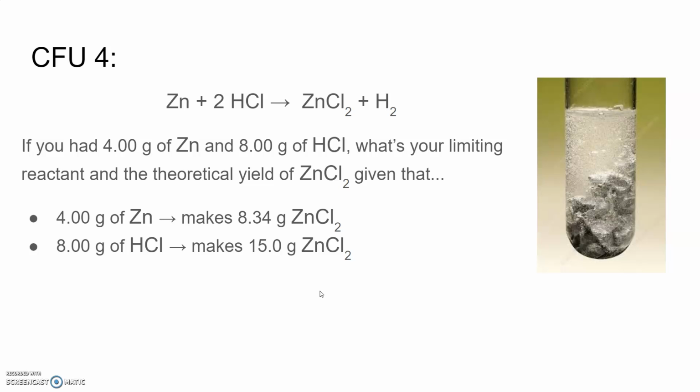All right, next CFU. If you had 4 grams of zinc and 8 grams of HCl, what's your limiting reactant and theoretical yield of zinc chloride, given that 4 grams of zinc makes 8.34 grams of zinc chloride and 8 grams of HCl makes 15 grams of zinc chloride? Pause the video now, and when you press play again, the answer will be revealed.